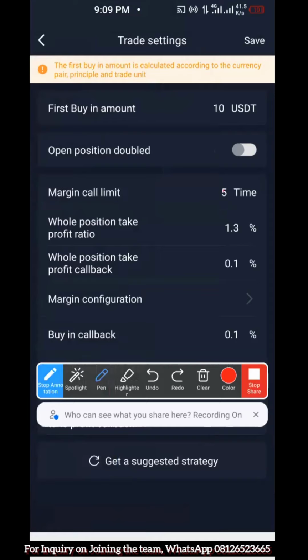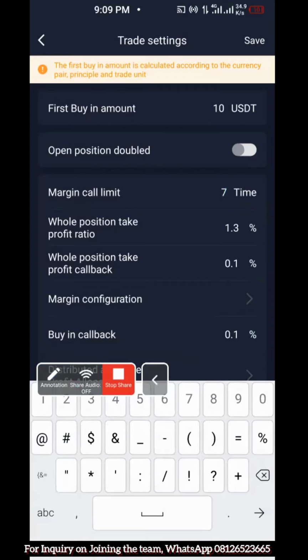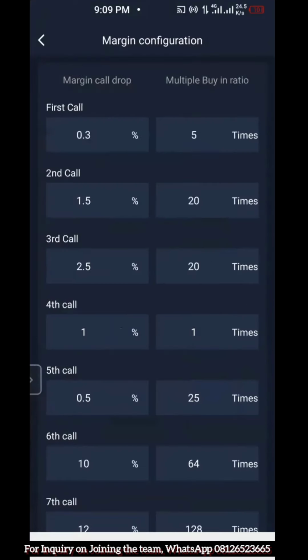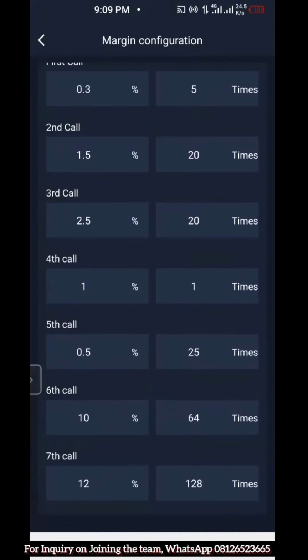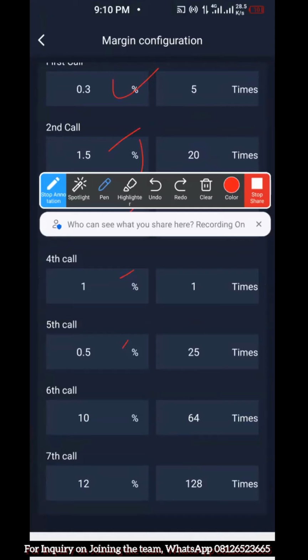Now, let me choose another number. Maybe let me choose 7. 7 is the next most common. That's actually the most common setting. Margin call limit 7. So if I go back to margin configuration, can you see? I've programmed it to buy for me how many times? 7 times. This is 1, 2, 3, 4, 5, 6, 7.